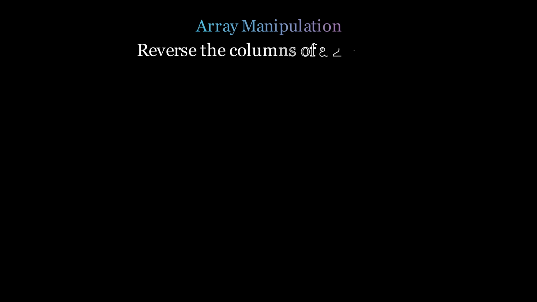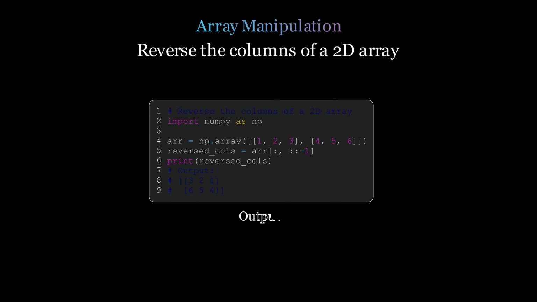To reverse columns while keeping row order, we use r[:, ::-1]. The colon preserves all rows, while -1 reverses the column order. This is equivalent to flipping an image horizontally. Understanding array slicing is crucial for efficient array manipulation in NumPy.